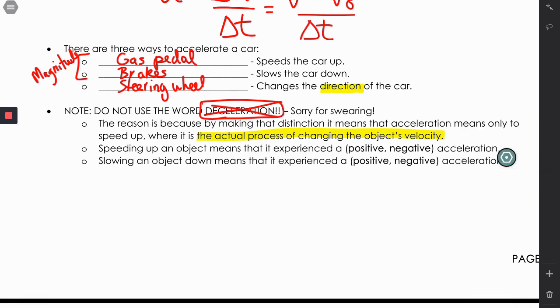If we want to talk about it, then what do we use, Mr. Londa? Well, when we talk about speeding up, we say we apply a positive acceleration, and when we talk about slowing down, we apply a negative acceleration. So if I step on the gas pedal, I'm going to positively accelerate the object, and if I step on the brake pedal, I'm going to negatively accelerate the object. In the real world, you can use those two words to make that distinction, but inside physics, you can't, because you can't pigeonhole acceleration as only meaning to speed up.